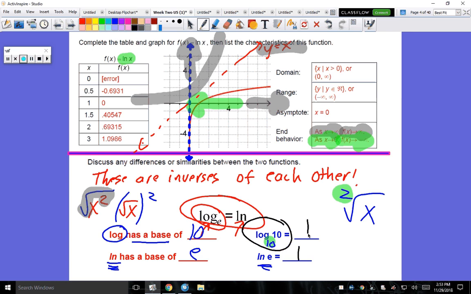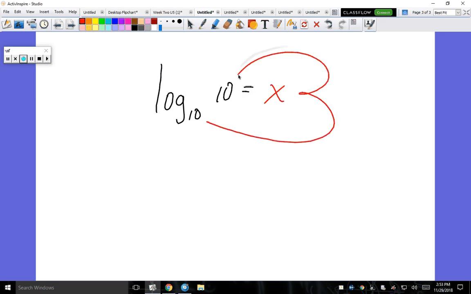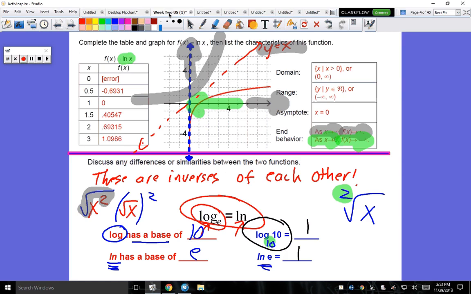Because a base with the number 10 will cancel out. If you don't see it, I definitely want you to be looking at log of 10 and 10. What would it equal? Let's put x. 10 to the power of x is equal to 10. The only way that'll work is if x was 1. That's why it's 1 right here. Questions? Okay. So let's move on.